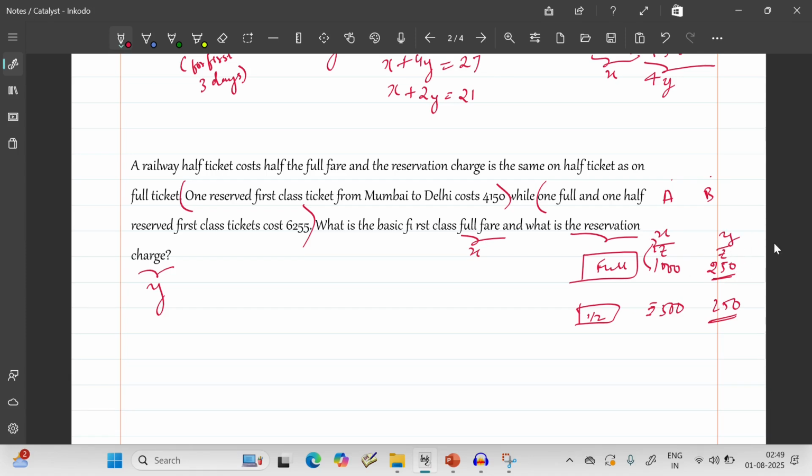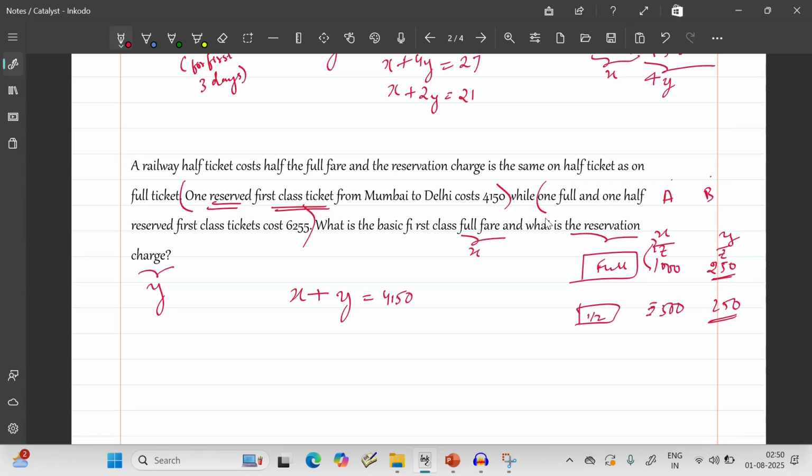Now what they are telling: one reserved first class ticket from Mumbai to Delhi costs 4150. One reserved, and it is first class, one complete ticket, not half a ticket. So what will be the cost of one ticket? x, right? Plus the reservation cost, y. So x plus y should be 4150. As simple as that. Here the total cost is 1000 plus 250.